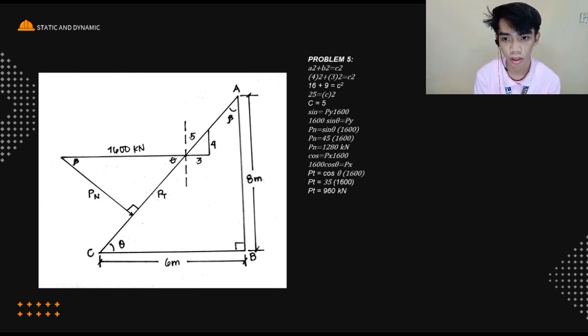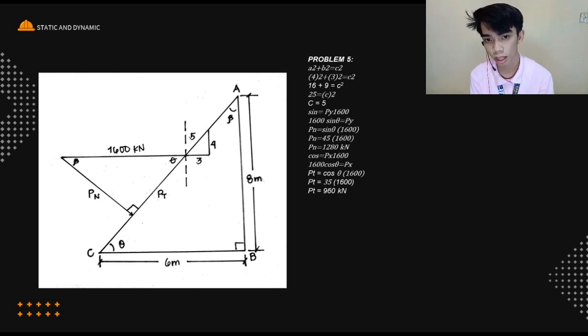So, since BC is 6 meters, its measure will be 3. Then the 8 is 4. To get C, we use the Pythagorean theorem, a squared plus b squared is equal to c squared. We substitute the values. We get C is equal to 5.